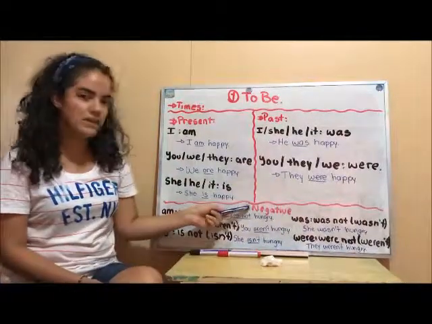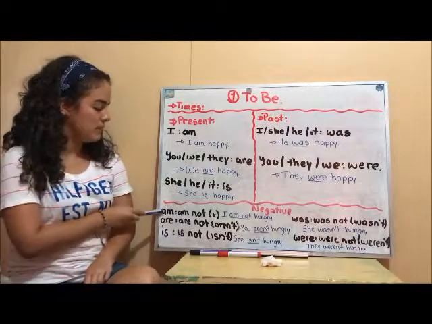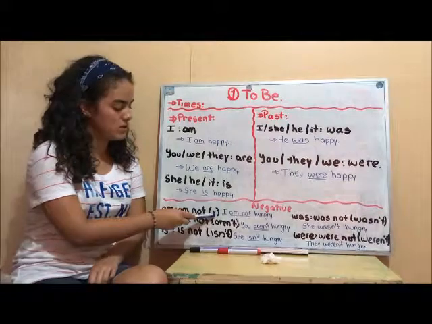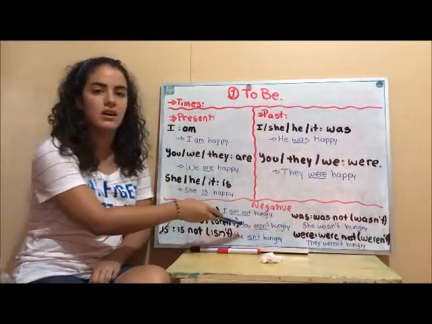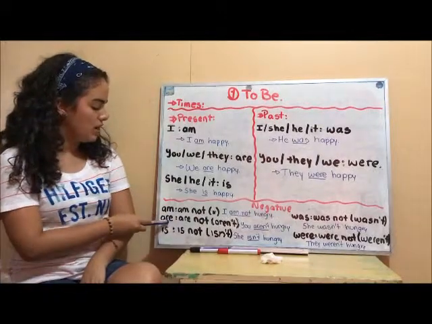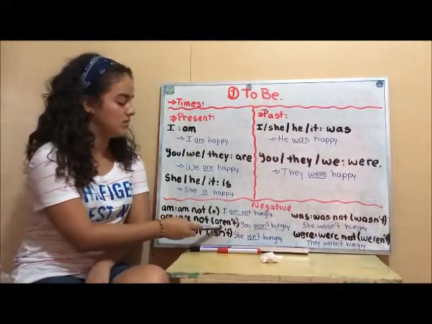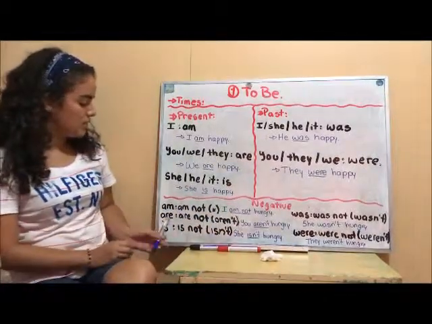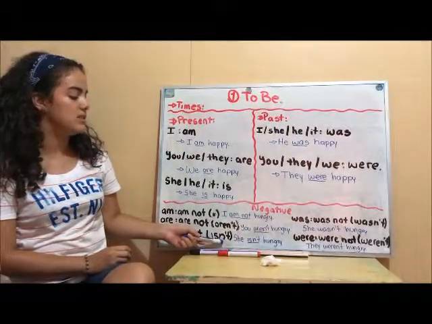And now for negatives, for I am, we have I am not, but we don't have a contraction. So for example, I am not hungry. For are, it is are not, and the contraction is aren't. So you aren't hungry. For is, we have is not, and the contraction is isn't.